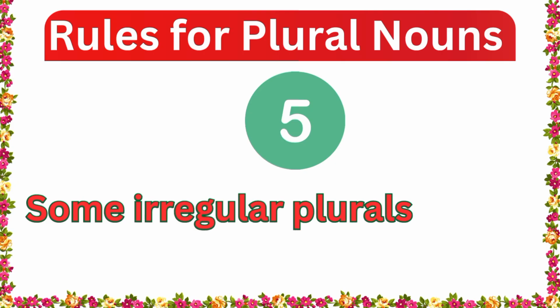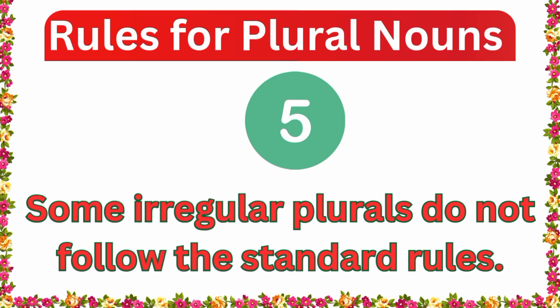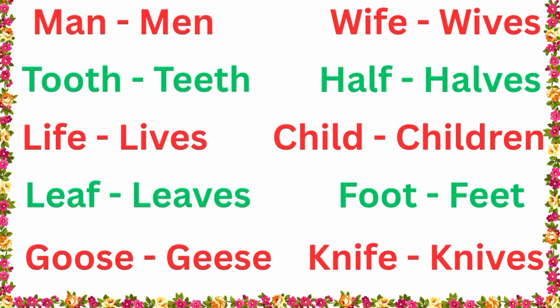Rule number 5. Some irregular plurals do not follow the standard rules. Some examples are man, men, tooth, teeth, life, lives, leaf, leaves, goose, geese, wife, wives, half, halves, child, children, foot, feet, knife, knives.